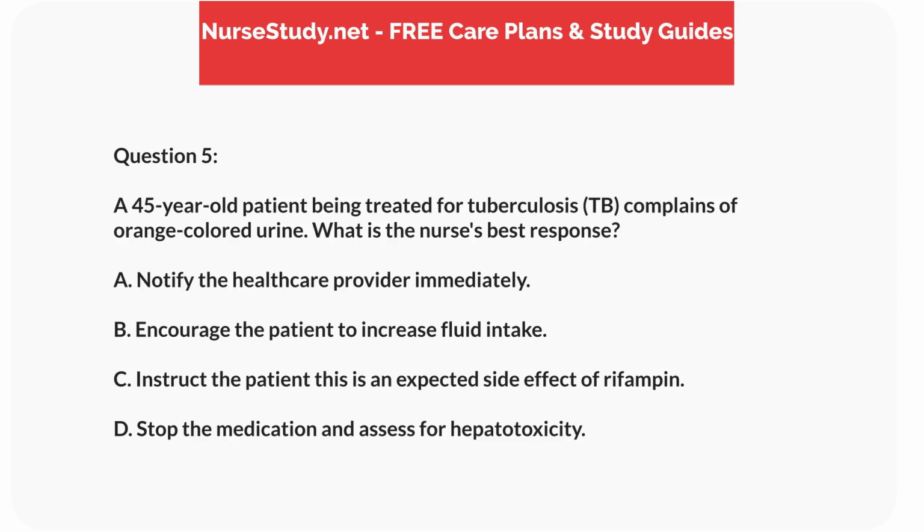Question 5. A 45-year-old patient being treated for tuberculosis, TB, complains of orange-colored urine. What is the nurse's best response? A. Notify the healthcare provider immediately. B. Encourage the patient to increase fluid intake. C. Instruct the patient this is an expected side effect of rifampin. D. Stop the medication and assess for hepatotoxicity.